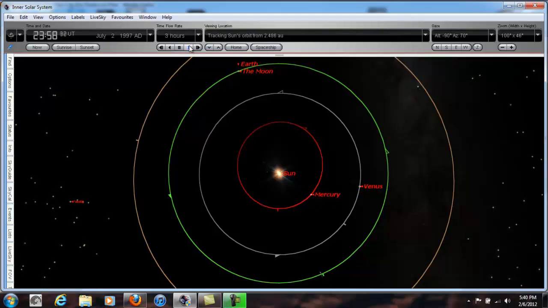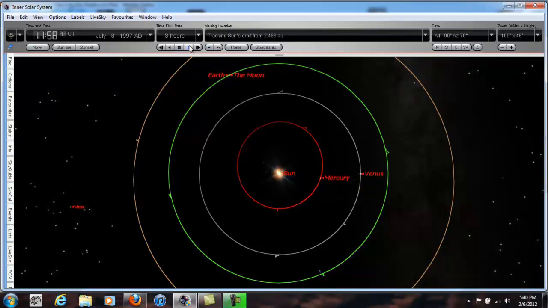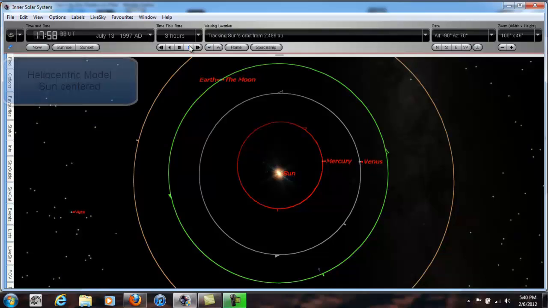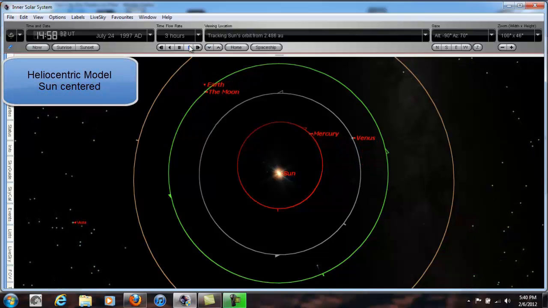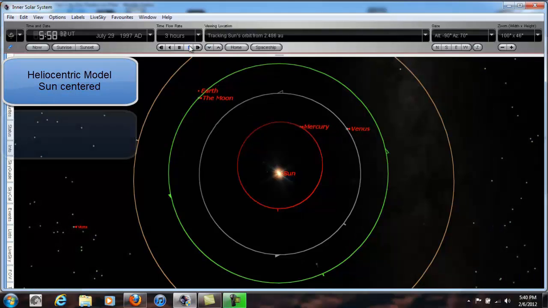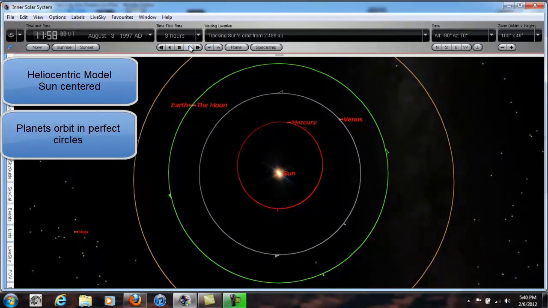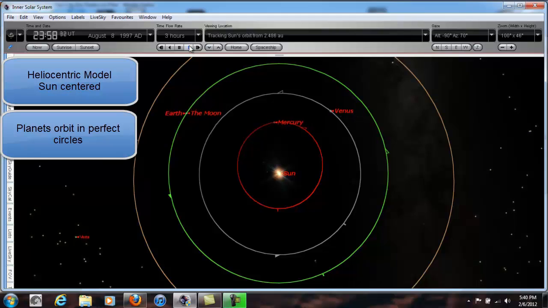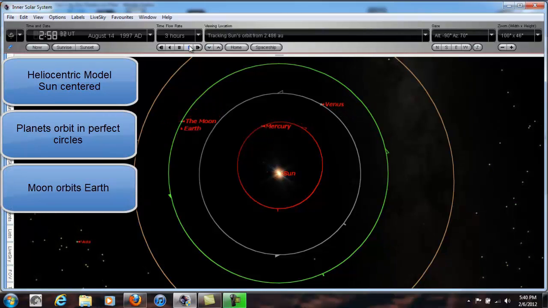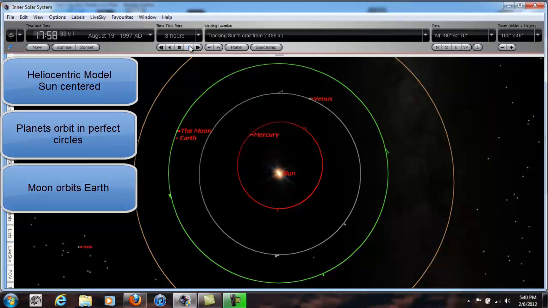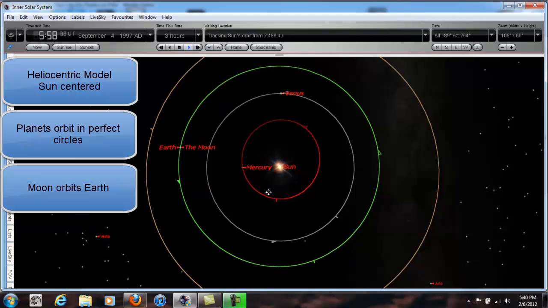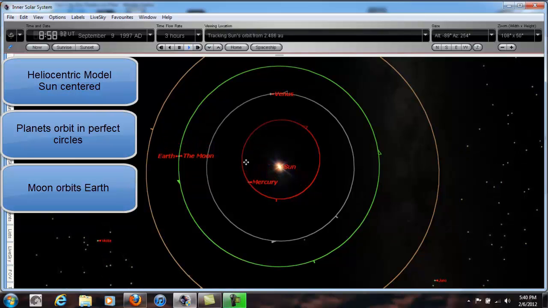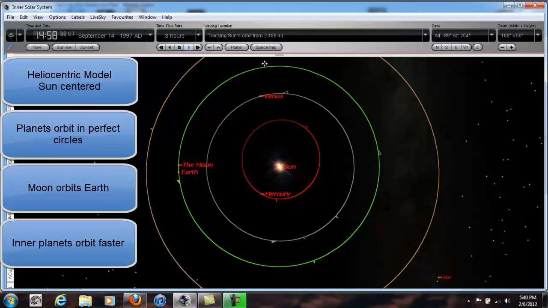So this is a model that we're pretty familiar with, known as the sun-centered model or the heliocentric model. And as you can see, the planets are all orbiting around the sun. And you can see that they are in perfect circles. And the only thing that's going around us is the moon. Now, as you watch the planets orbit, what you're going to notice is they don't orbit at the same speed. In fact, the inner planets here, as you can see, Mercury, orbit faster than the outer planets.